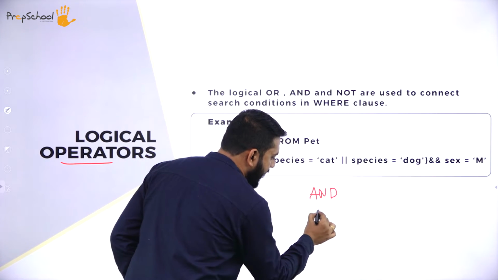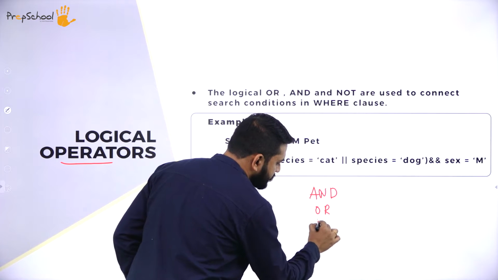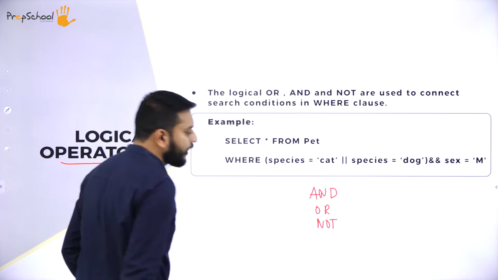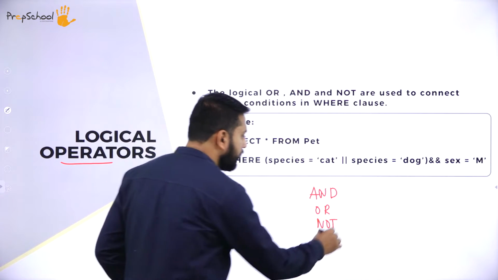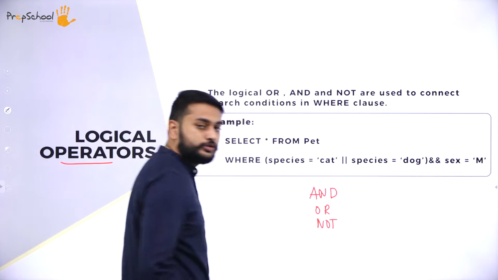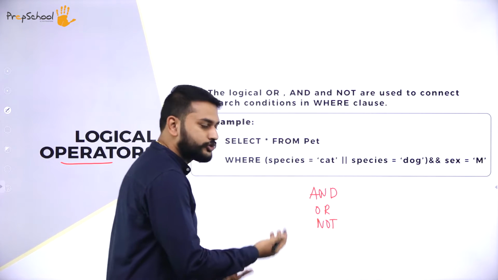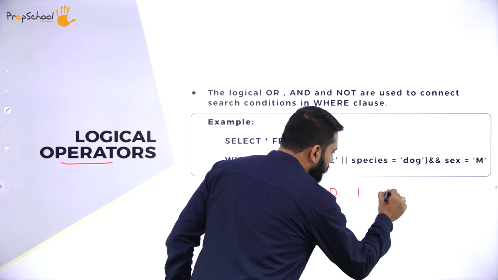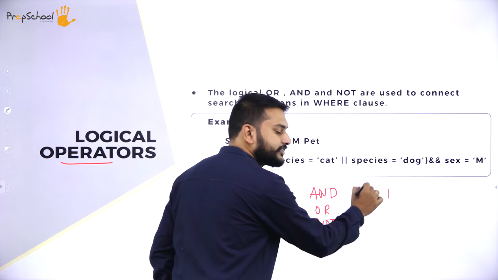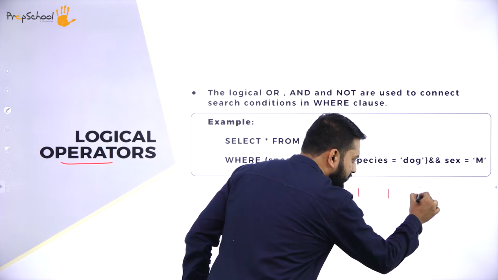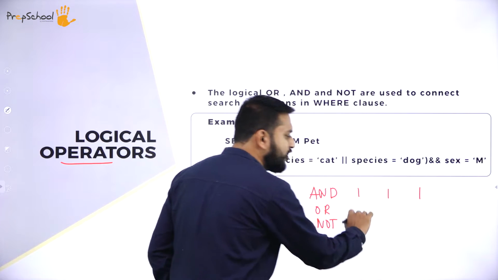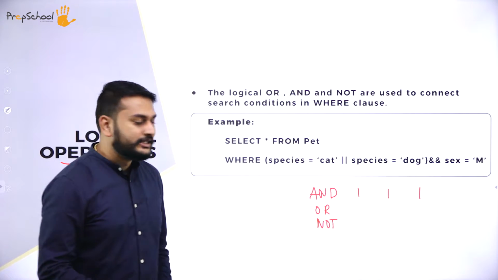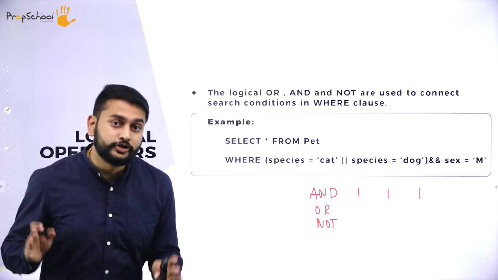Okay, what is AND, what is OR, what is NOT, right? In the sense, if both the conditions are true, then only it is true. So I'll just write false as 0, true as 1. So 1 1, both the conditions are true, so the result will be true. If any one of the conditions is false, then my result will be false. That is what you have to understand.